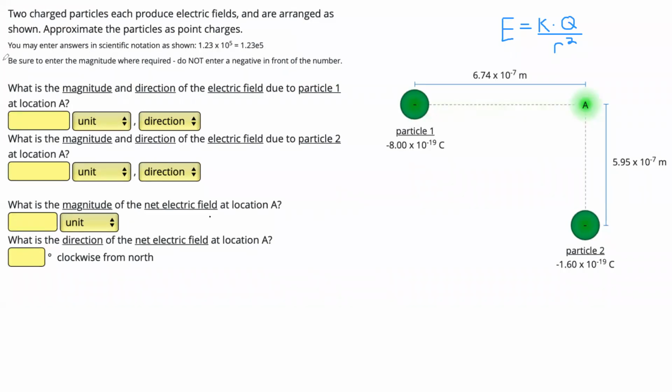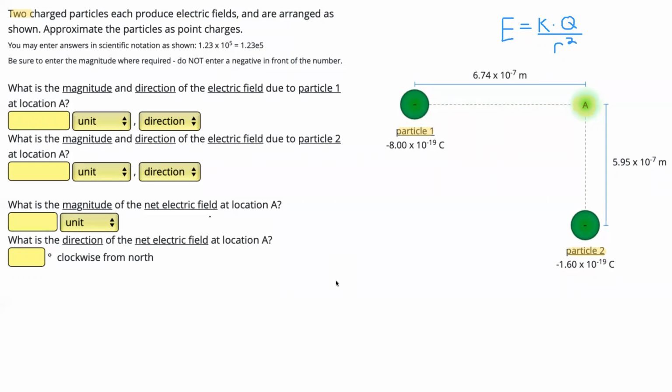In this problem, we again have two charged particles, each producing their own electric field. This time they're arranged in a kind of triangle shape with the point that we're looking at. And again, we're going to be figuring out the electric field from each of those particles at location A. And then we're going to be finding the net electric field at that location.